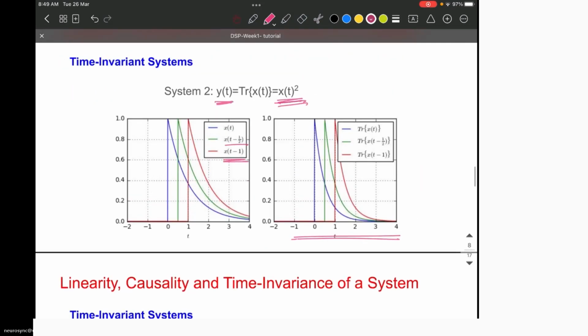You can see here, if you plot this system output, you will see the same shift in the output of this system. Therefore, this system is time invariant.